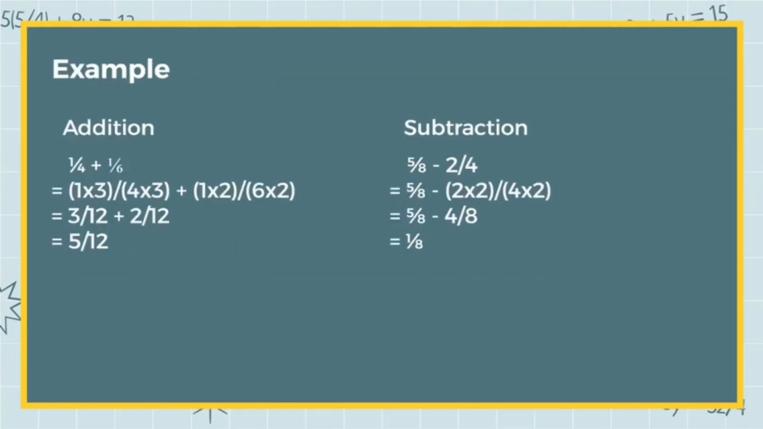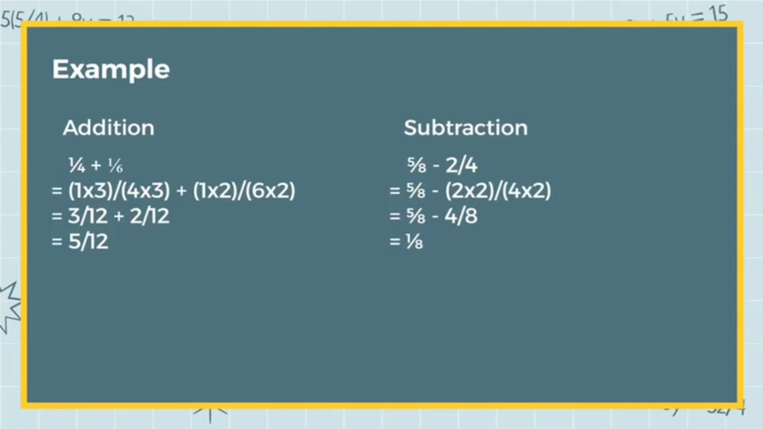For example, addition. 1/4 plus 1/6 equals 1 times 3 over 4 times 3, which is 3/12, plus 1 times 2 over 6 times 2, which is 2/12. 3/12 plus 2/12 equals 5/12.